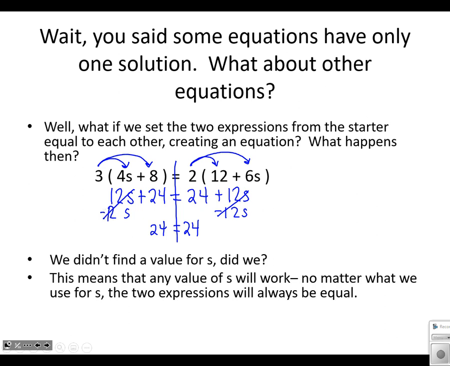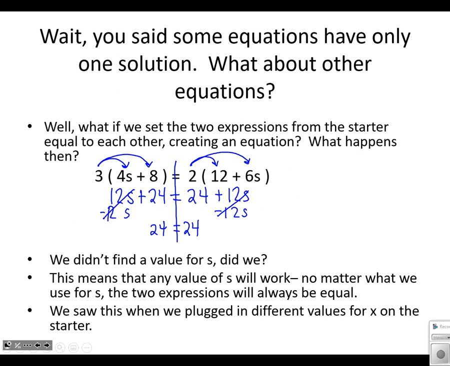This means that any value of s will work. No matter what we use for s, the two expressions will always be equal. I can plug anything in there. We know that when we did the starter. We plugged in different values for x on the starter, and they all worked in both expressions.